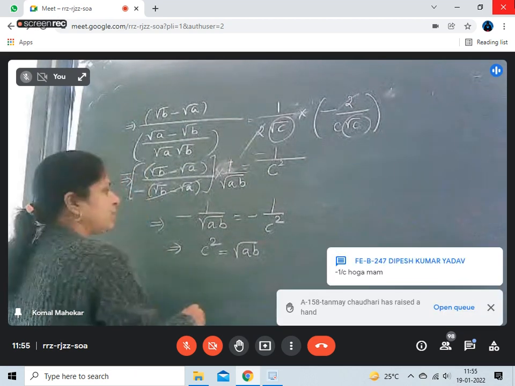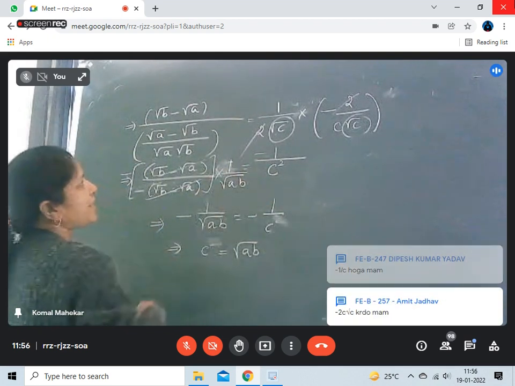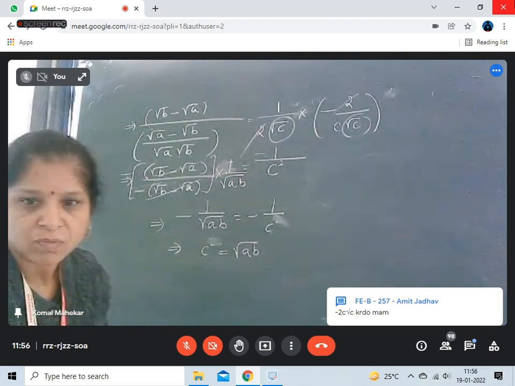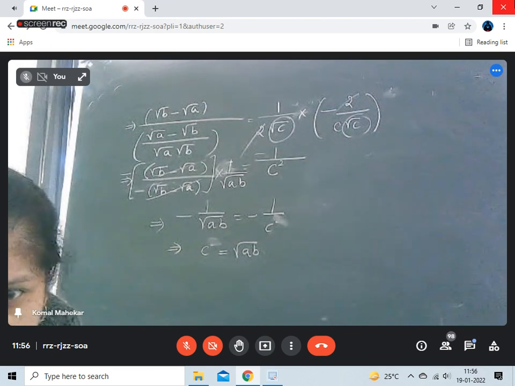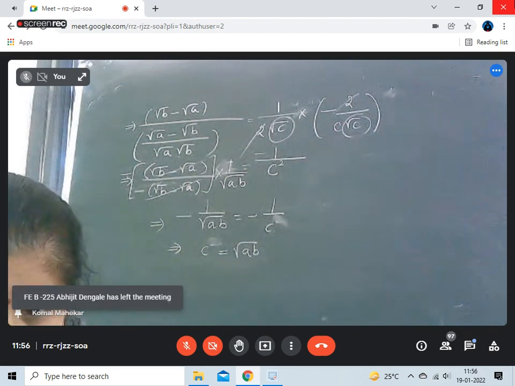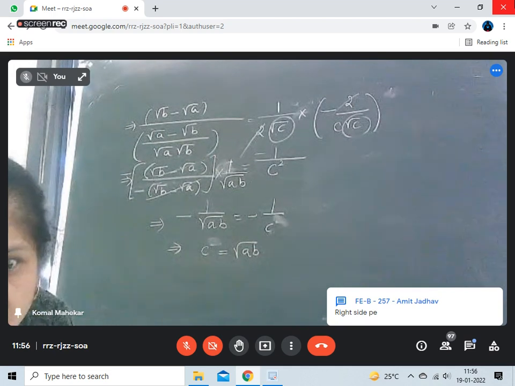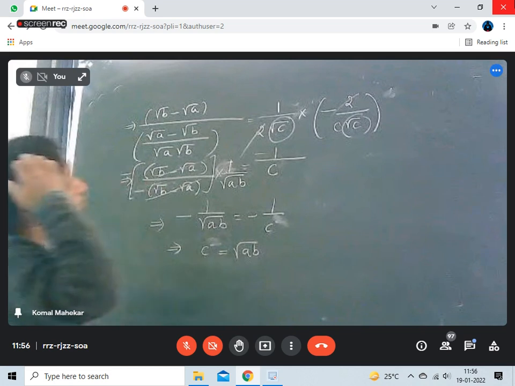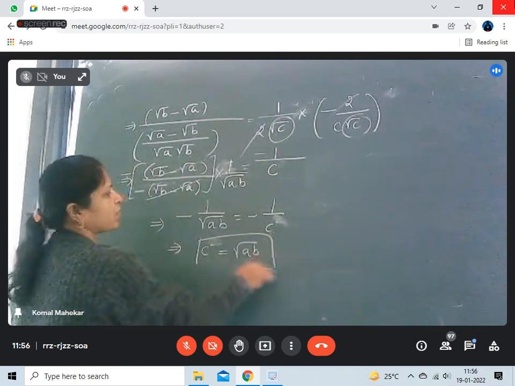So C is equal to, C should be there, not C square. What is wrong in right hand side? Yes? Minus 1 by C will be there. Yes. This should be 1 by C. Then only it is possible. So C is equal to square root of AB.